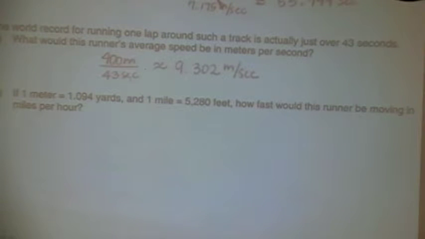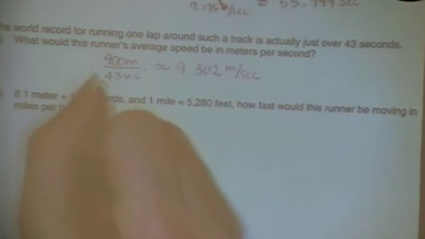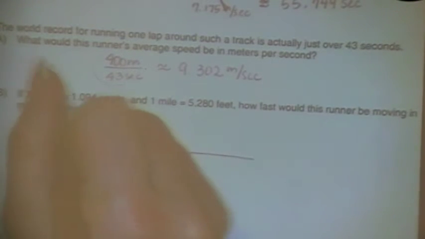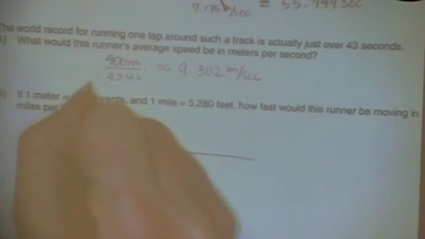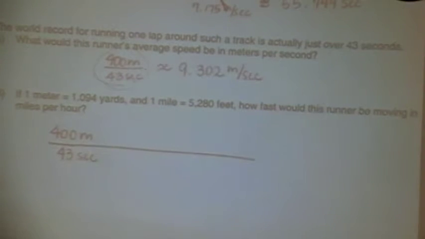What we know currently is we can go back to this and do 400 meters over 43 seconds. Now I have to cancel meters and get to miles, and cancel seconds and get to hours. It doesn't matter which one you deal with first. Just because it's the one I know really easily, let's go from seconds to hours.